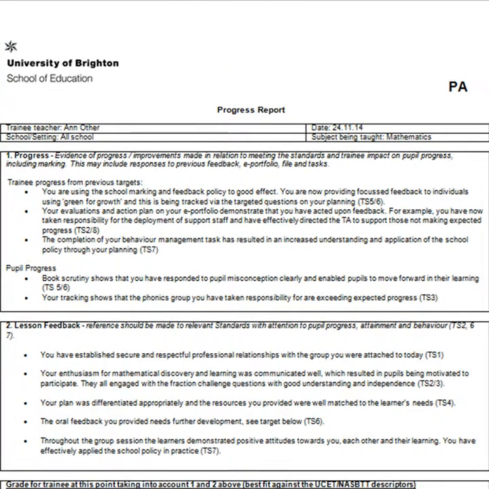Now we're going to look at an example. You will see that in box 1, the mentor has recorded the trainee's progress from previous targets. The mentor has also noted the impact the trainees made on pupil progress. Helpfully, the mentor has signposted the evidence, such as in the trainee's e-portfolio, planning, university tasks, book scrutiny and pupil tracking.